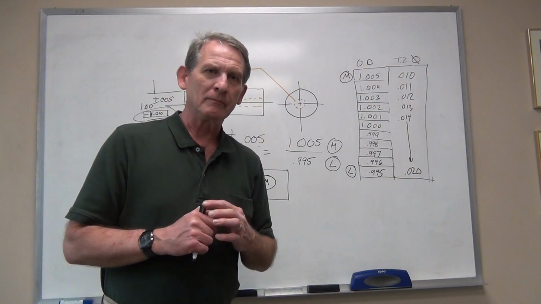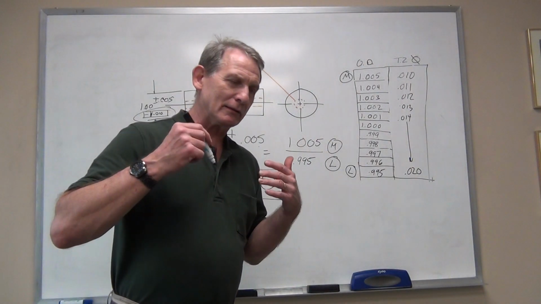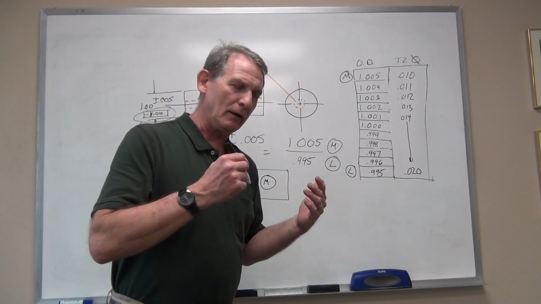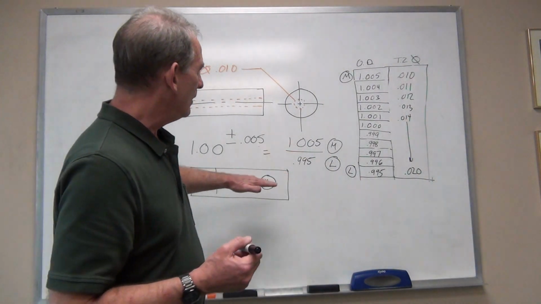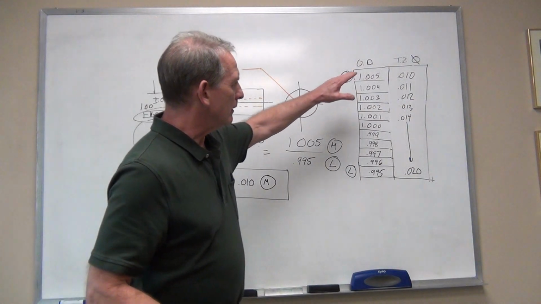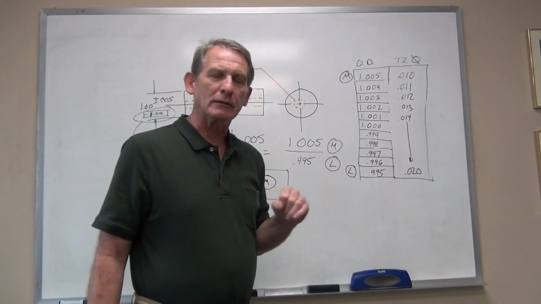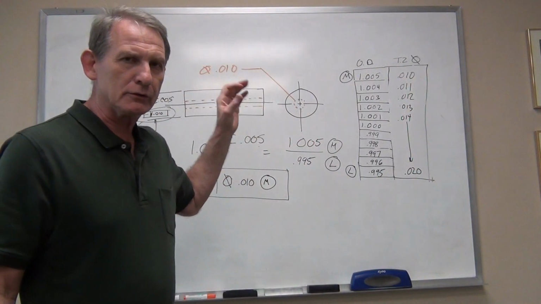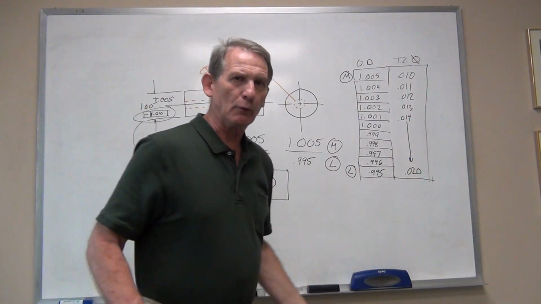Okay, so this doesn't matter whether it's a male or a female feature, the tolerance zones work exactly the same way. As the feature goes away from maximum material condition, in this case a male feature, a shaft, as the shaft gets smaller, the tolerance zone gets bigger. They work in opposite.